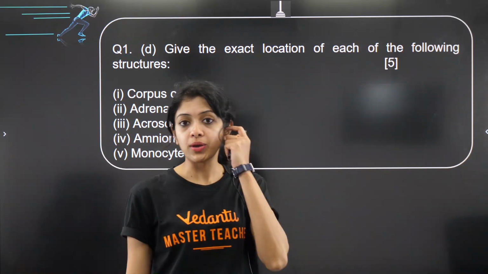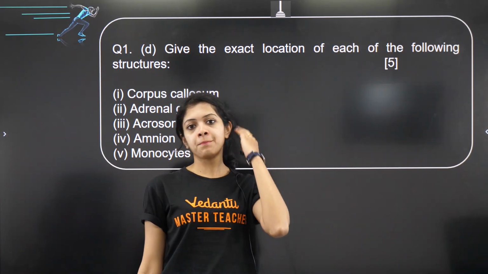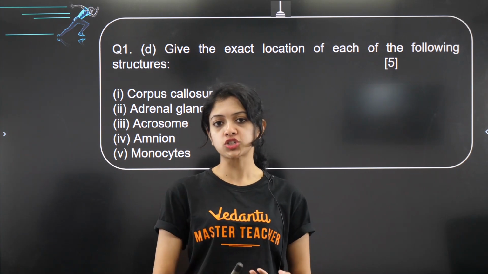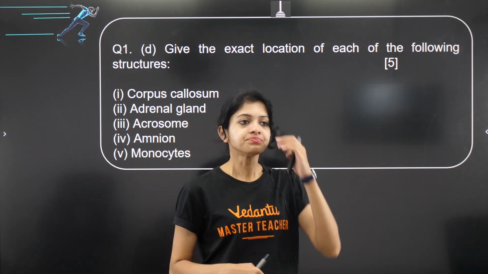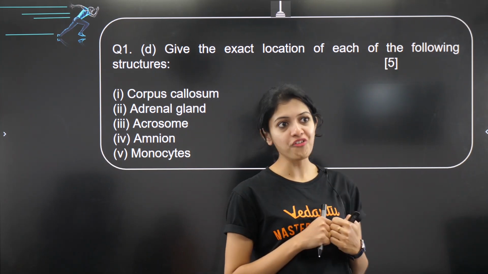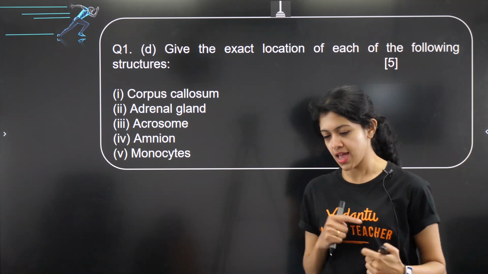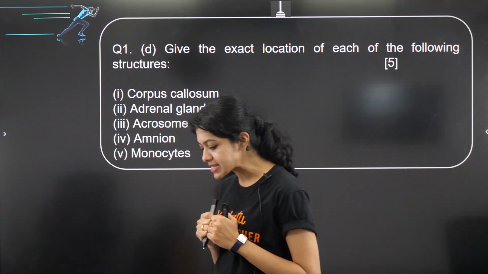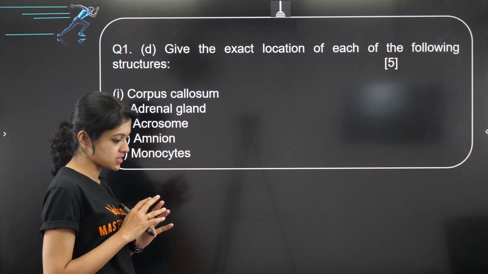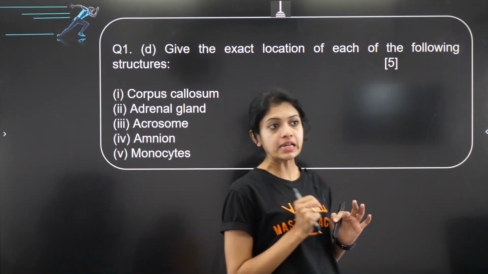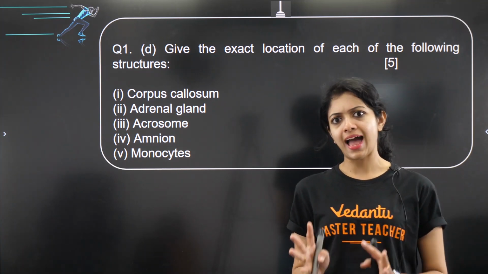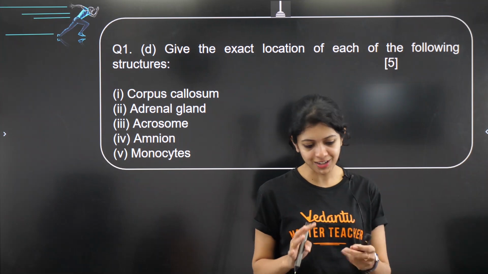All right, and now we are coming to sub-question number D, sub-question number 4 of the main question, which is 1. Now give the exact location of each of the following structures. Now it's getting a little bit harder than before. Until now it seemed very nice and straightforward, and now it's getting a little harder, but it's all right. Not all that difficult. It is definitely manageable.